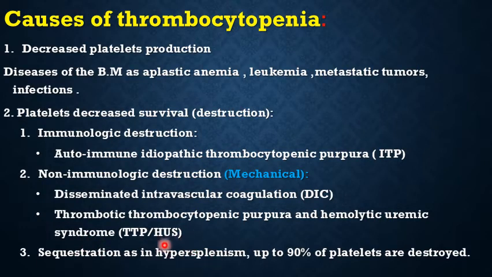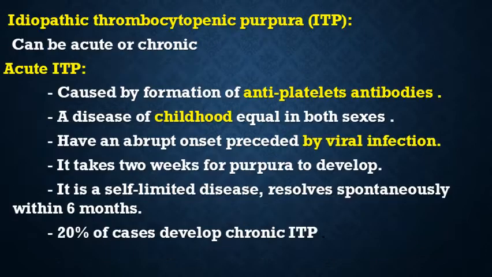Sometimes in case of hypersplenism, there is sequestration of platelets, so up to 90% of the platelets in such a condition are destroyed. Idiopathic thrombocytopenic purpura can be acute or chronic. Acute is caused by formation of antiplatelet antibody. It is a disease of childhood, most commonly in kids, both male and female. It has abrupt onset, preceded by viral infection, as I just discussed with you.